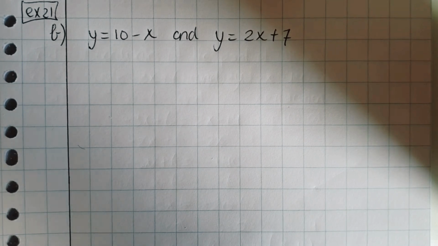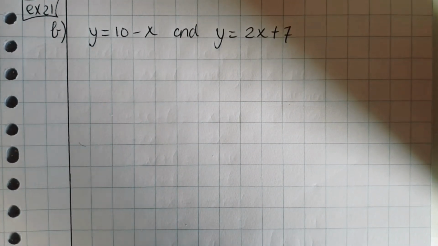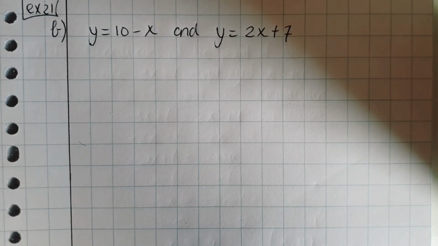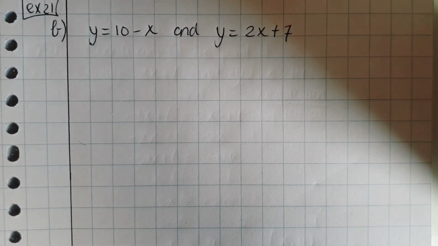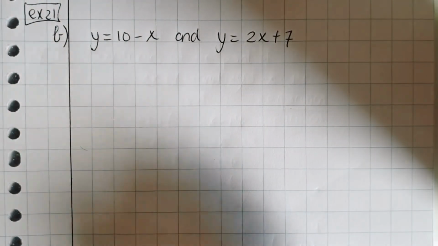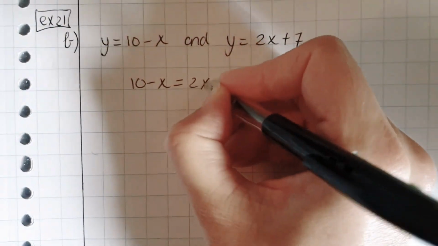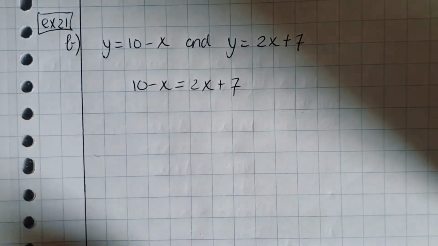Exercise 21b. Now in exercise A, I gave you a really long explanation of how you are supposed to do an exercise like this. And in exercise B and C, I'm just going to do it real quick, okay? So 2 formulas are given, and the first step is make an equation. And then you do the balance method.